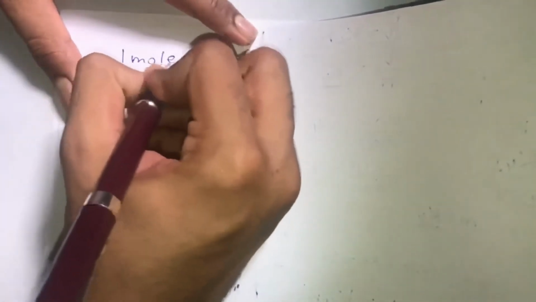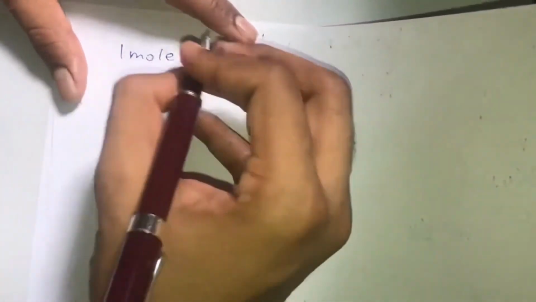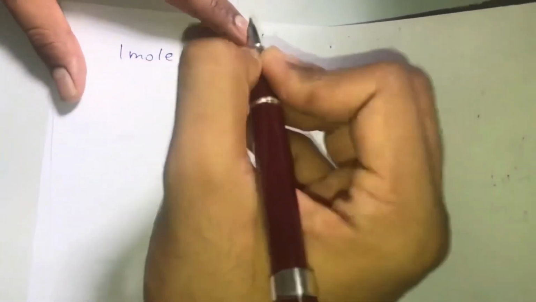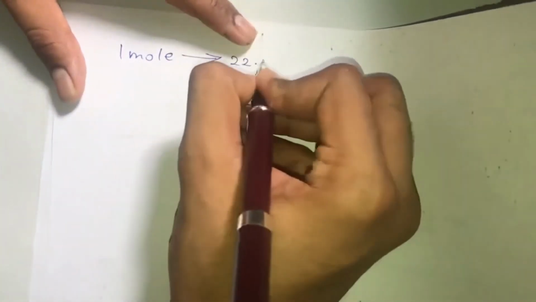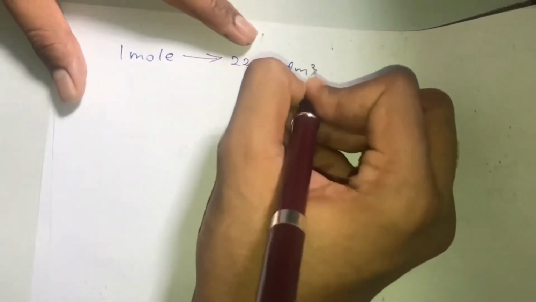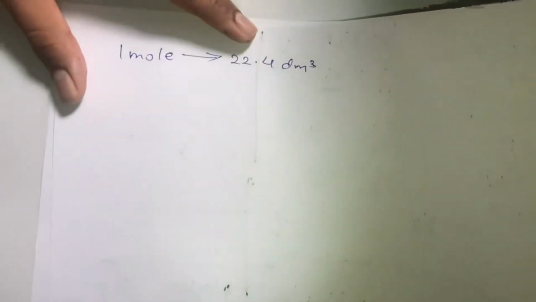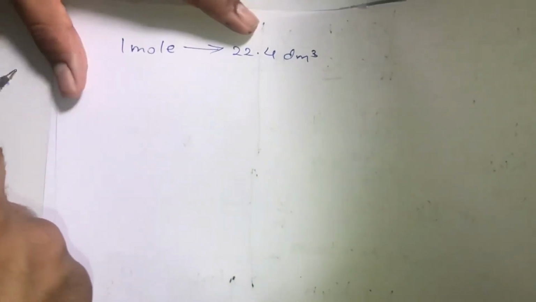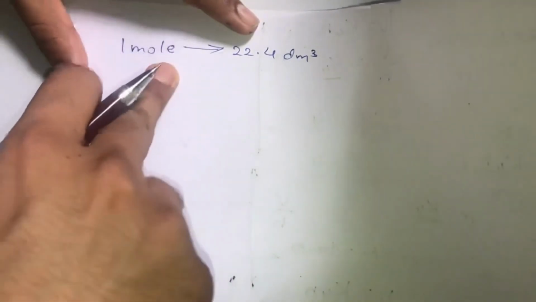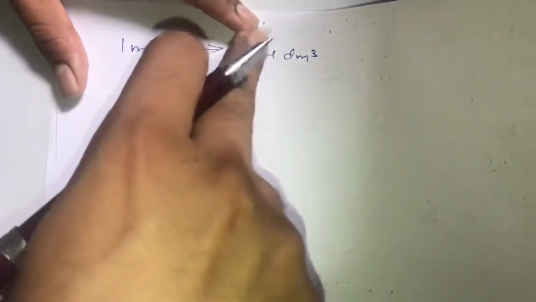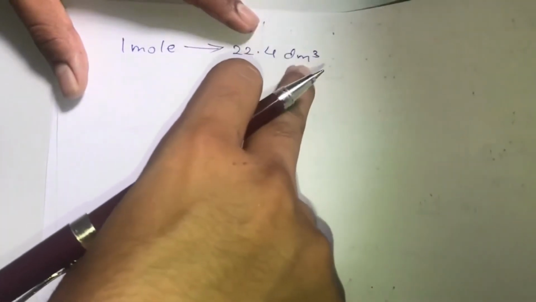Now this Avogadro's law helped us to find out one important value, and what is that? Avogadro was the one who told us that 1 mole of gas, okay, 1 mole of gas occupies 22.4 dm cube of volume. So with the help of this law, he found out that 1 mole of gas occupies 22.4 dm cube of volume.